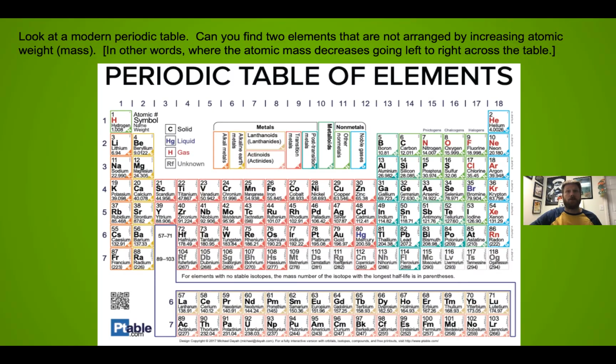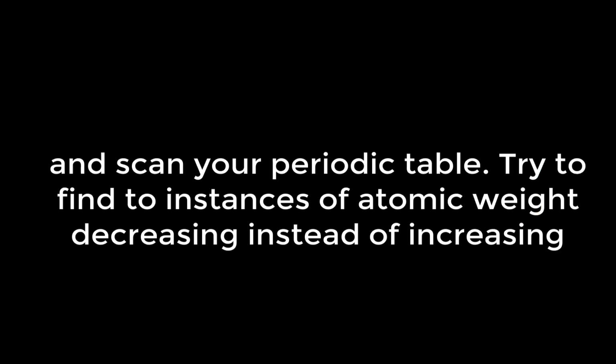Before we answer that question, I would like you to look at your periodic table. Start at hydrogen and scan the table left to right, top to bottom, looking at the atomic weight. That is the number in the box that has decimal places. Can you find 2 instances where elements are not arranged by increasing atomic weight? In other words, where the atomic mass decreases going left to right across the table. Pause the video and find 2 instances of this occurring.